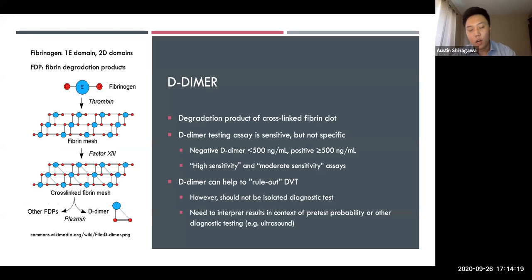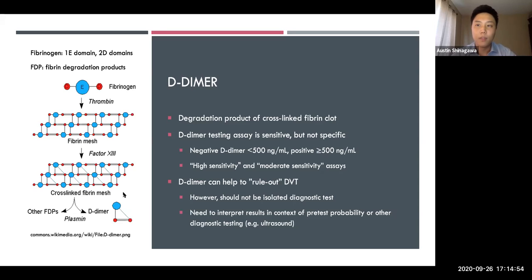And so before we talk about the diagnostic tree, I wanted to talk about D-dimer a little bit. So D-dimer is a degradation product of cross-linked fibrin clot. The D-dimer assay that we use is sensitive, but it's not specific. And so basically what this means is D-dimer can help to rule out DVT, but it should not be used as an isolated diagnostic test. We need to interpret these findings in the context of pretest probability determined by things like the Wells score or other diagnostic testing.